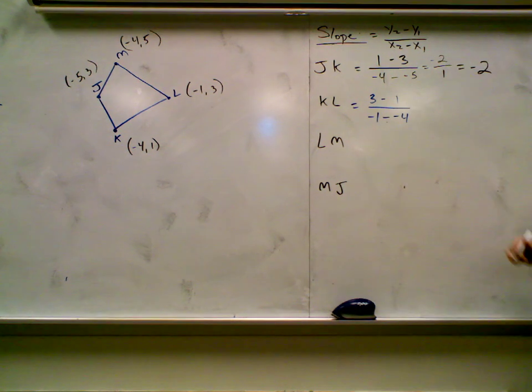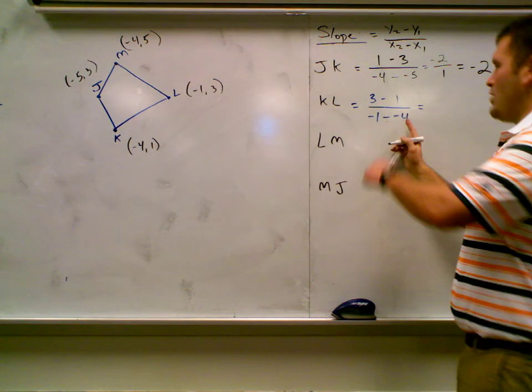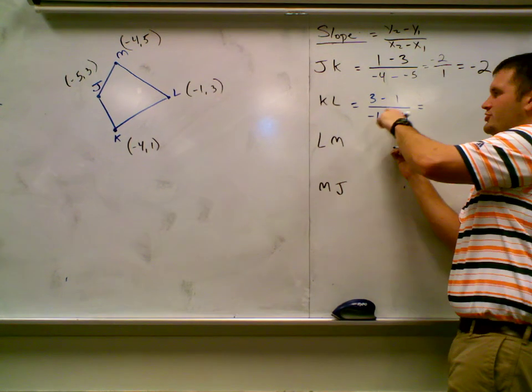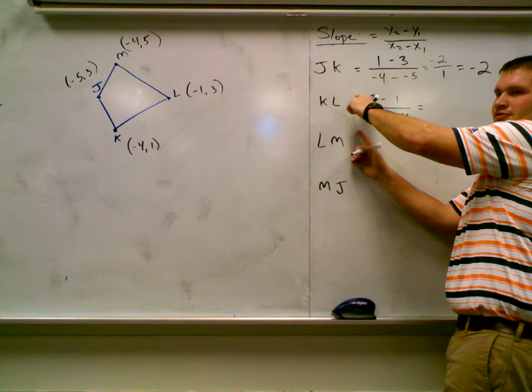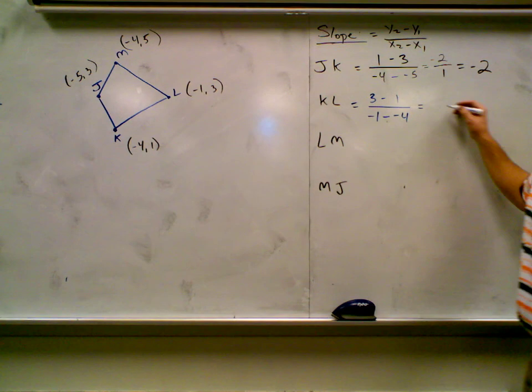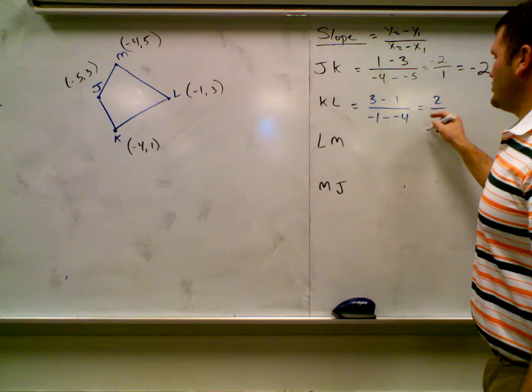What'd you get, Kendra, when you did that? I put them in the wrong spot. So did you have 1 minus 3 and negative 4 minus negative 1, like they're upside down? So you just had these in front? Oh, okay. China, what'd you get? 2/3. So you get 2 over 3?